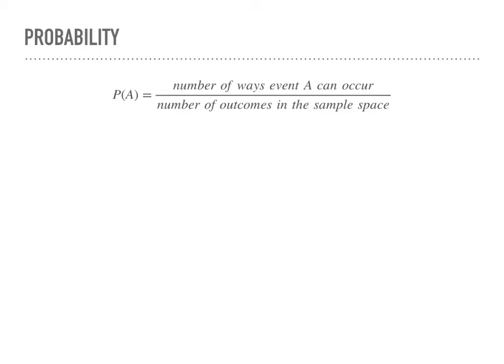A little bit more about probability. The probability of event A is equal to the number of ways event A can occur, divided by the number of outcomes in the sample space.